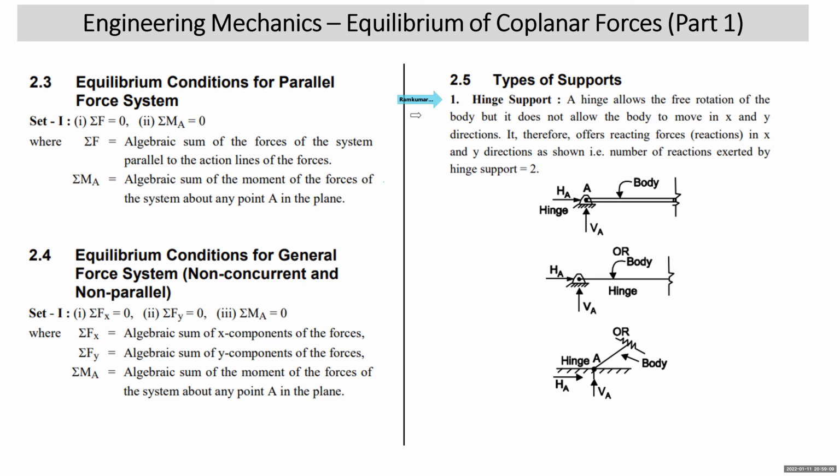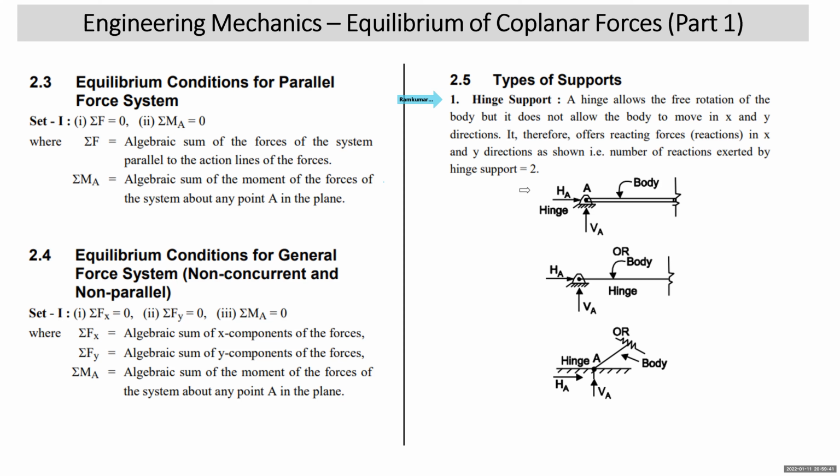First support is hinge support. What is hinge support? Hinge allows the rotation of the body, but it does not allow the body to move in x and y directions. As rotation of the body about the hinge is permitted, there is no moment reaction, but the movement of the body is restricted in two mutually perpendicular directions, say x and y. So two normal reactions are exerted by the hinge. So we need to remember that hinge exerts two reactions.